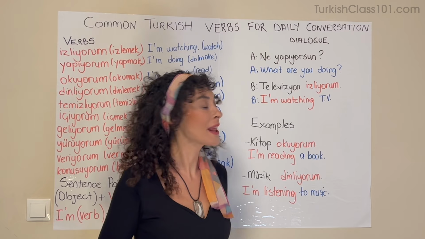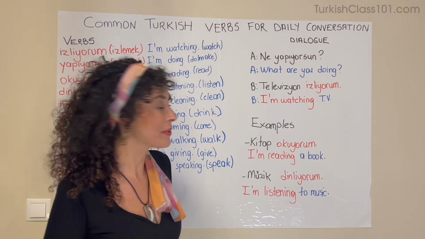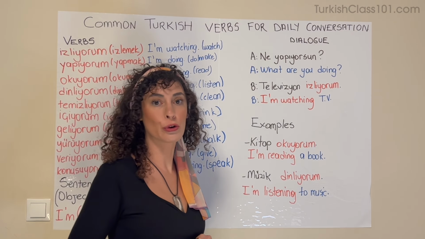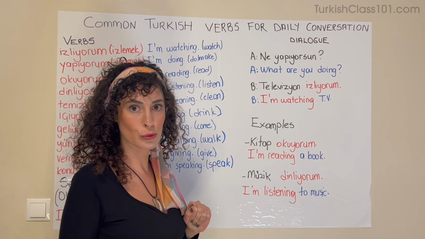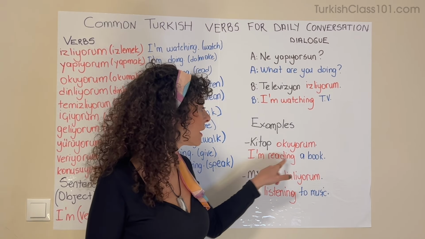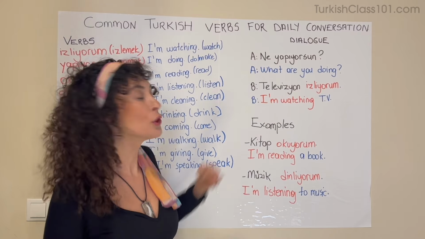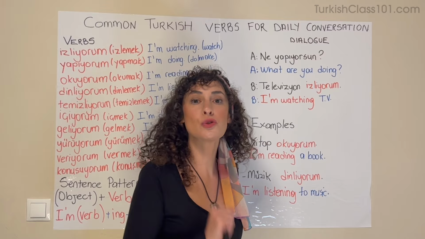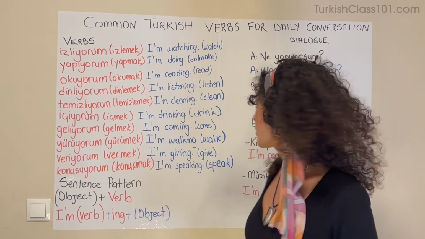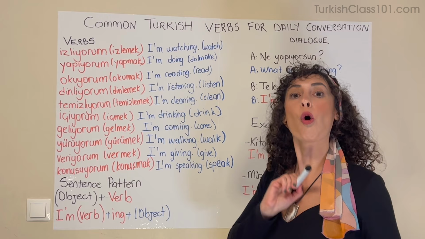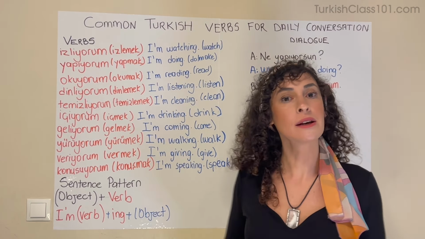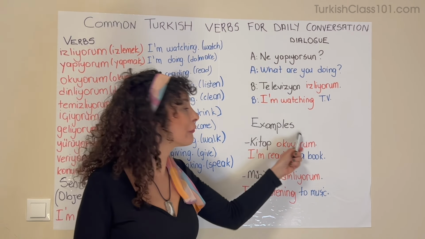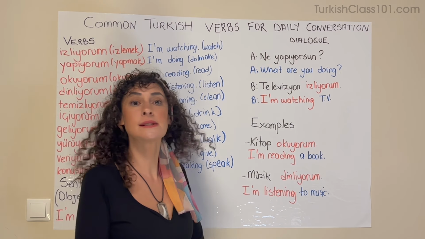Okay. Let's see two more examples. We have two different examples here. Kitap okuyorum. I'm reading a book. Here you will see the verbs in red. Okuyorum. Do you remember the dictionary form of okuyorum? It is okumak. Kitap okuyorum. Object, verb.